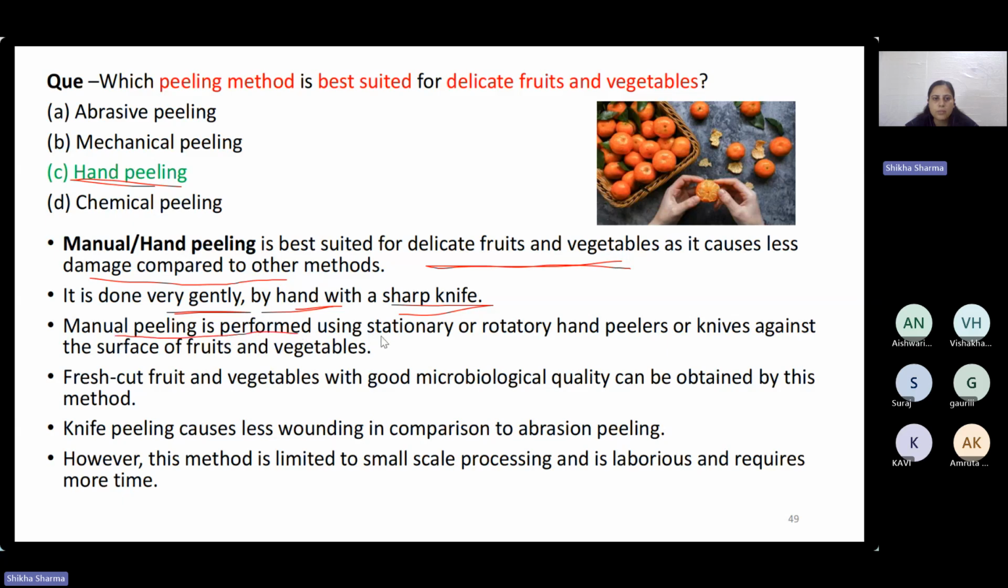Manual peeling is basically performed using stationary or rotatory hand peelers sometimes. So we have peelers, sometimes a knife, and we can gently take the peel out of the fruits or vegetables. Fresh cut fruits and vegetables with good microbial quality can be obtained by this method, and knife peeling can cause less wounding compared to abrasion peeling. But this method can be applied just to small scale processes because it is very laborious and time consuming.